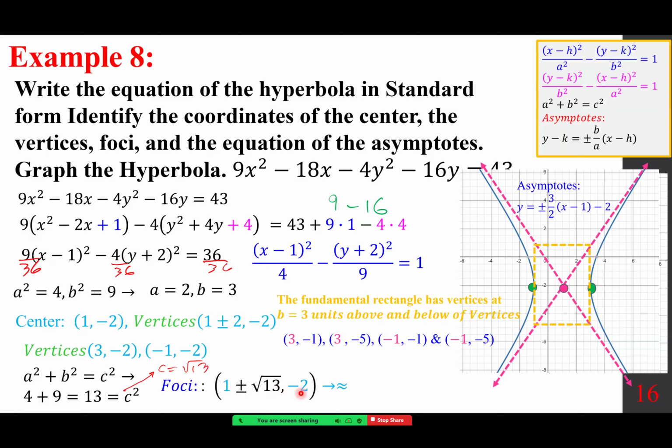Now, to show that, we go with an approximation. 1 minus square root of 13 is about negative 2.6, and 1 plus square root of 13 is about 4.6, and they both have the same y coordinate, namely negative 2. And that's the detailed graph of this hyperbola.